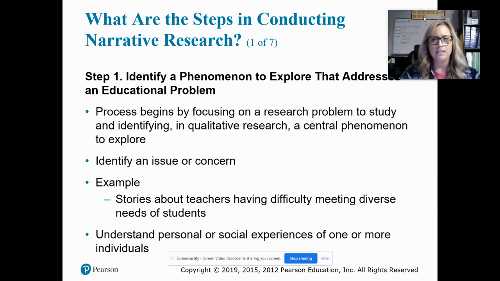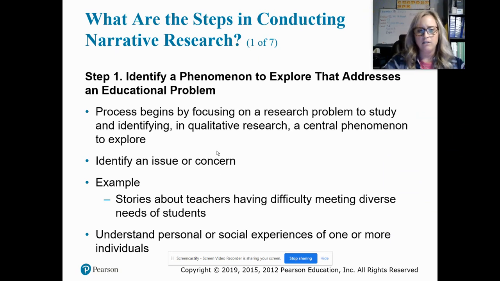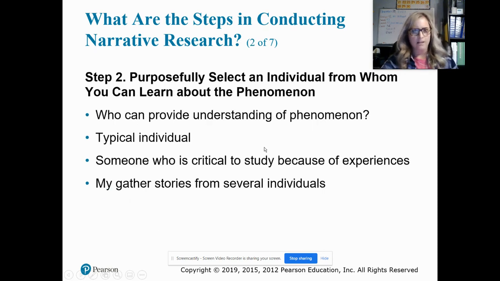So that could be an example of an issue that people have, okay? And that is an issue. Think about all the different needs that diverse students have, and then teachers trying to fulfill those needs in the classroom. So that would be a necessary research topic to address.